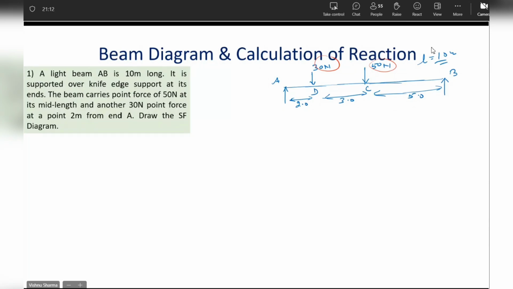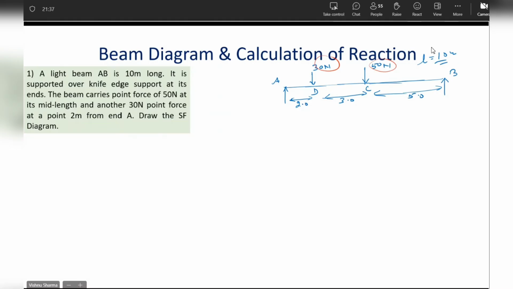Do you agree with me, beta? Correct? Then what is taking the weight? The supports are taking the weight. If you put your pen on the table, what is taking your pen's weight? It's the table which is taking the weight. So here, what is taking the weight of the 80 newtons? It's the supports which are taking the weight of 80 newtons.